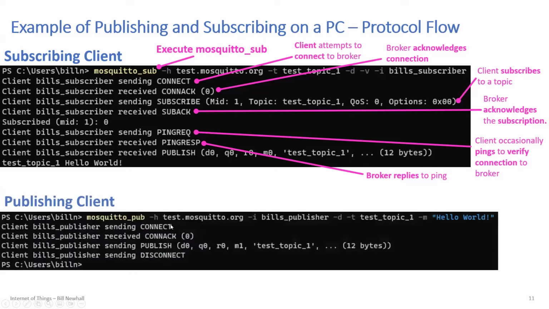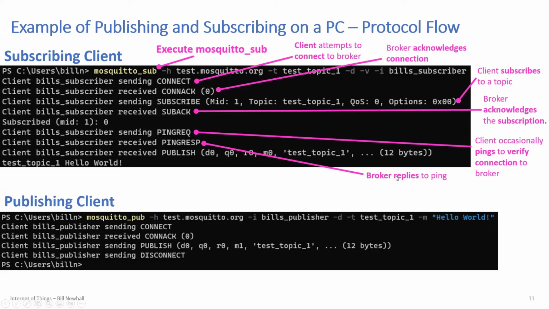But let's jump down to the publishing client. Now I open up another command window, another PowerShell window, and I type this in: mosquitto_pub -h, and there's the URL of the broker I'm using, that public test broker. -i, you don't have to do this, but I gave myself an ID for this client. -d turns on debug messages. These are the debug messages, all these indications of packets being sent and received. Those won't show up if you don't specify -d.